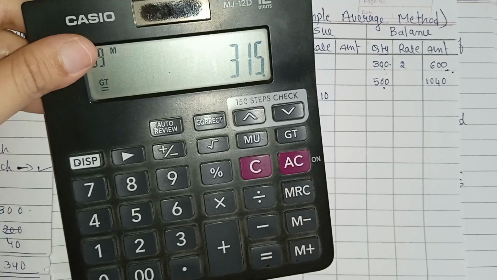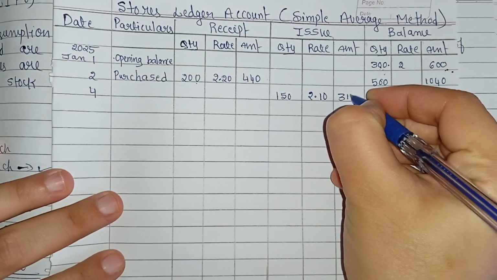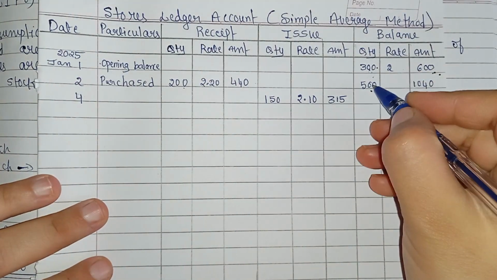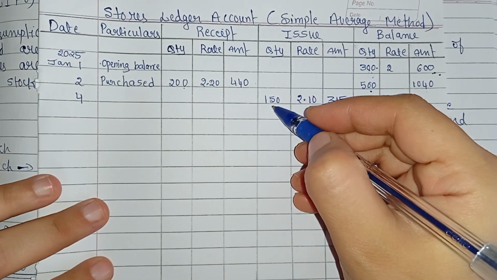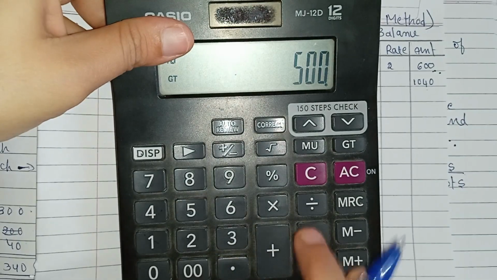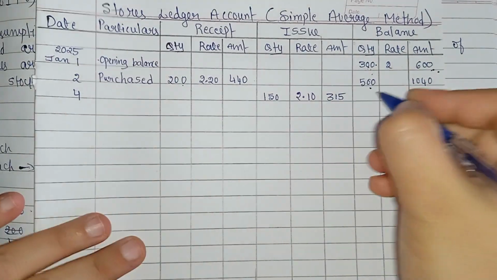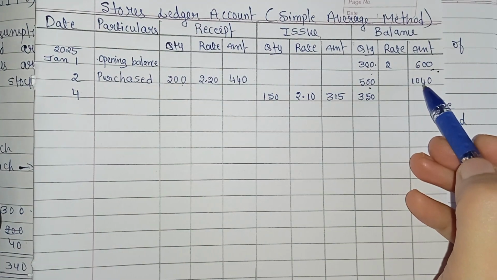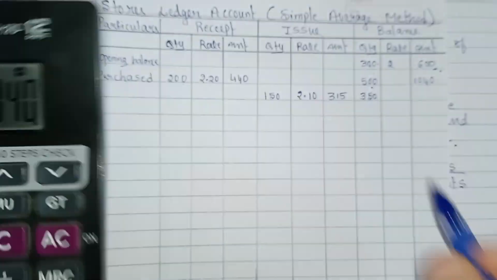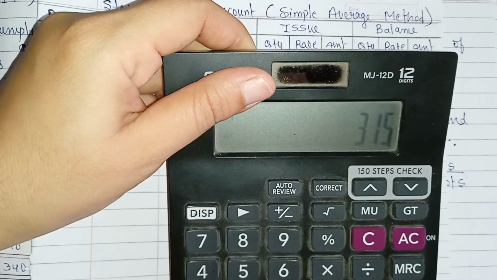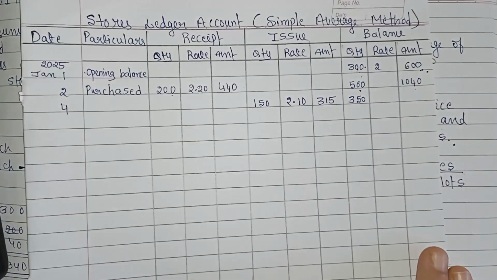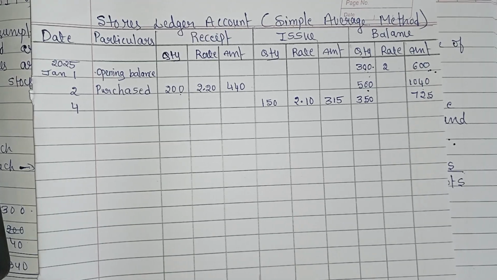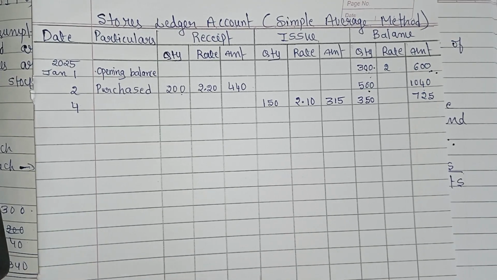150 into 2.10. How much? 315. Now go to the balance column. Out of 500 we issued 150 units. Now remaining units, that is 350. Don't write down the rates, and here also you need to deduct: 1040 minus 315, that is the issue cost, equals 725. Clear till here? I hope this is clear to you all.